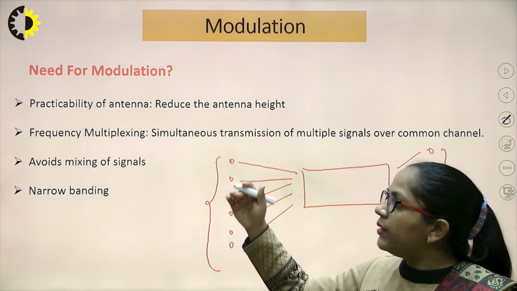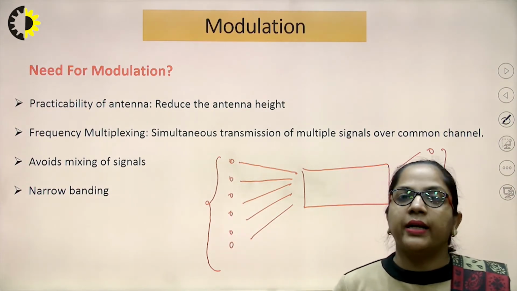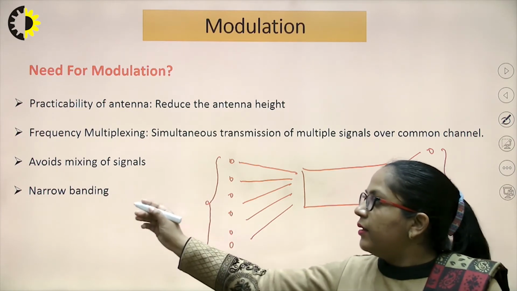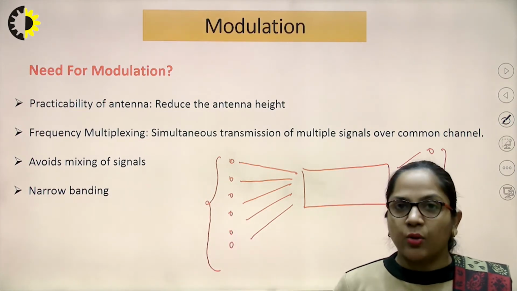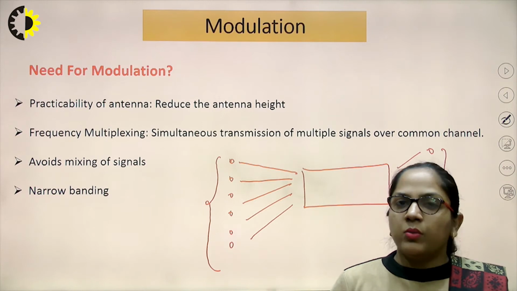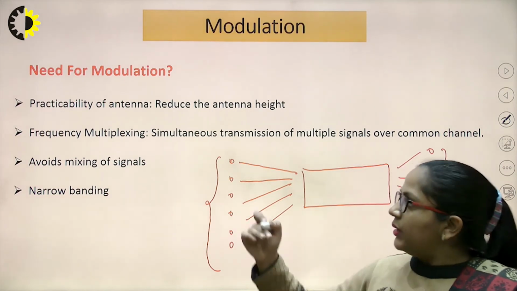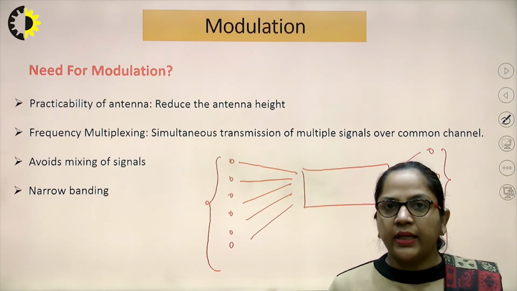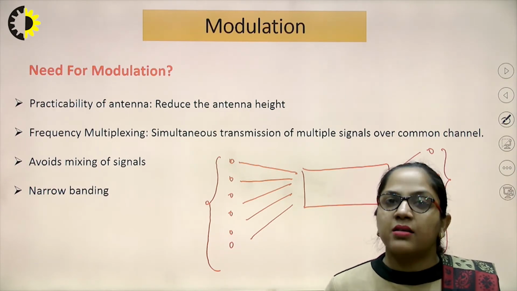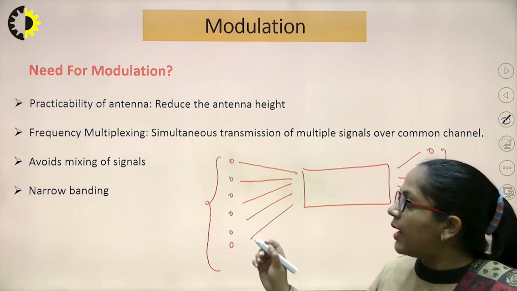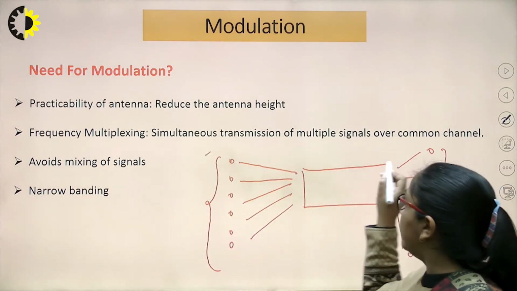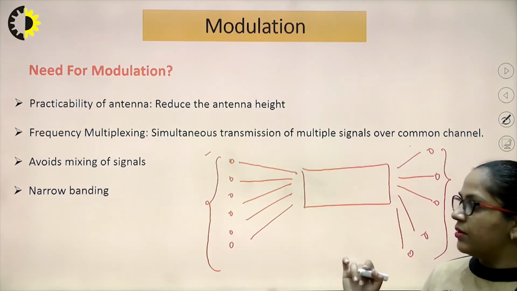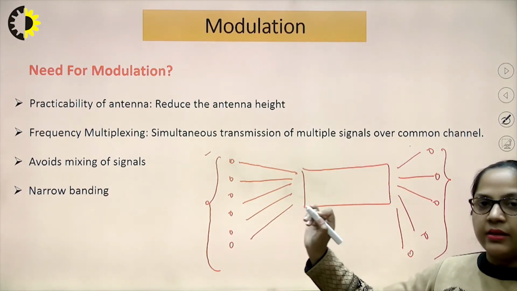What amount of reduction in the interference we will get, that we will discuss later. And it will also help in narrow banding. What is narrow banding? It is almost similar to the length of the antenna. For the receiving and the transmitting antenna, there should not be a very large or huge difference between the height of the transmitting and the receiving antenna. So this modulation process will help us in managing that ratio.